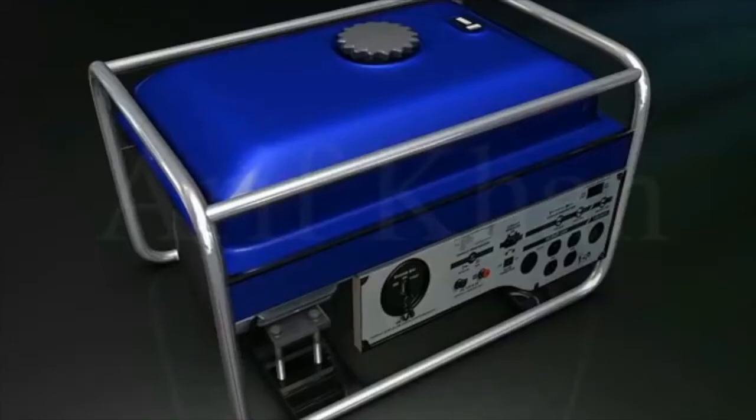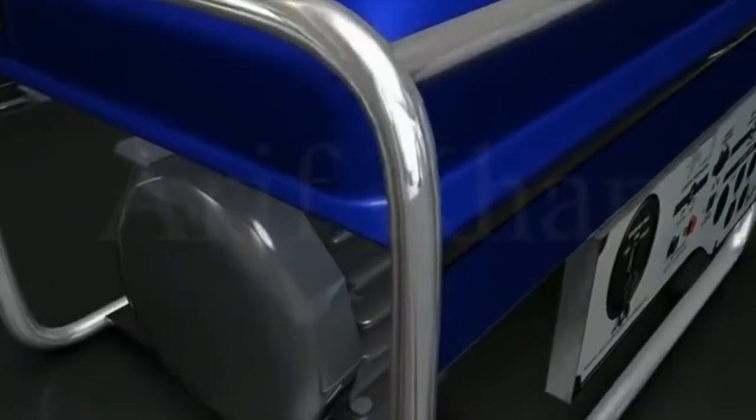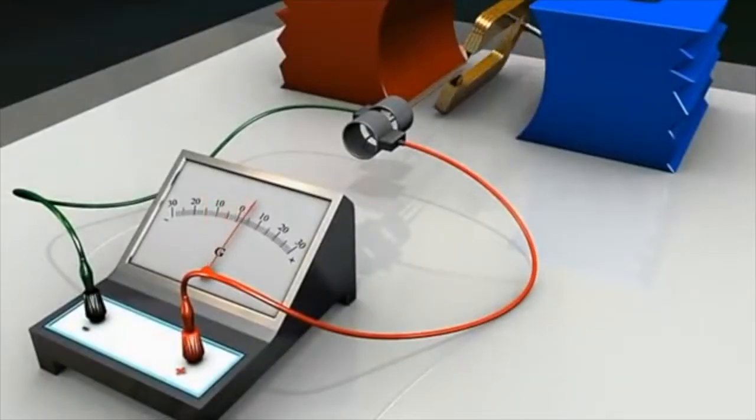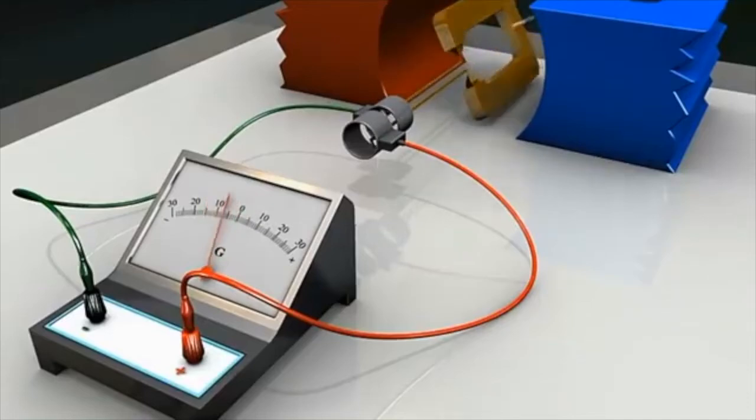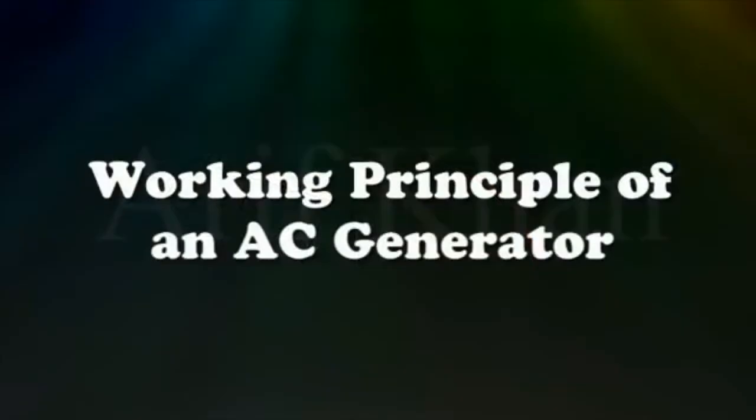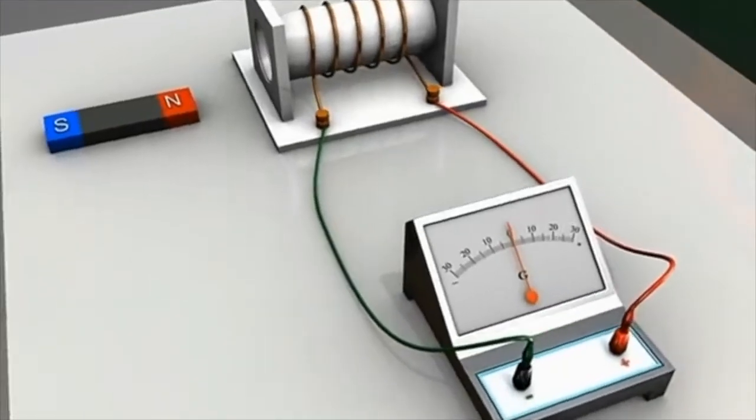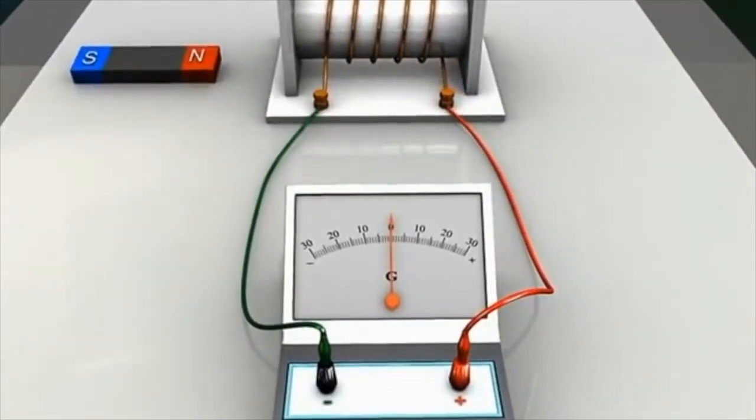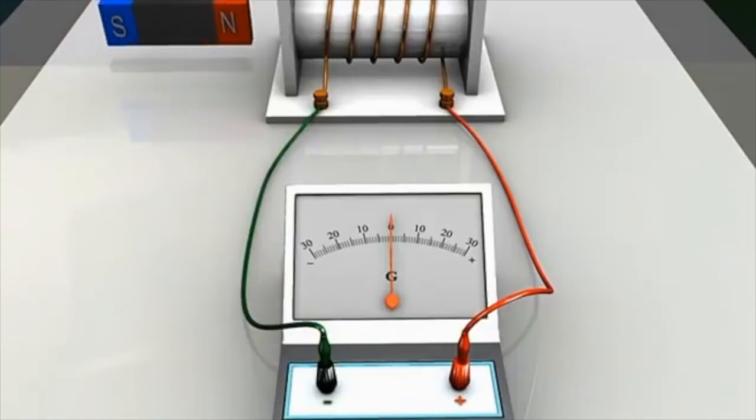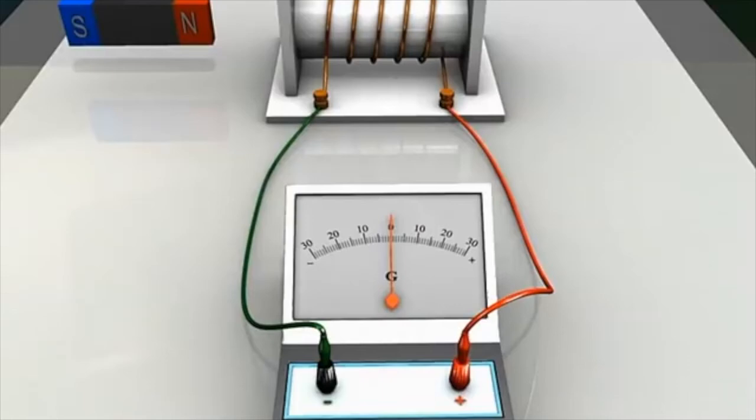In this video, you're going to learn how a generator works. In this case, it's an AC generator, a generator that transforms mechanical energy into electrical energy, in this case, alternating current. An AC generator works on the principle of electromagnetic induction. In electromagnetic induction, you need to have both a magnet and a coil of wire. Now, one of these things needs to move. Either move the magnet or move the coil of wire to produce an electric current.